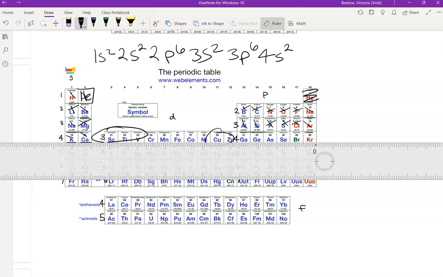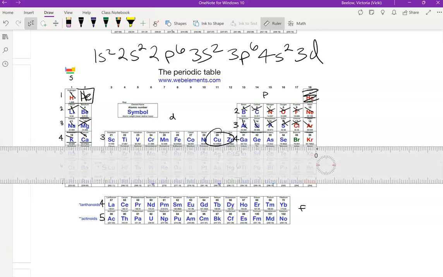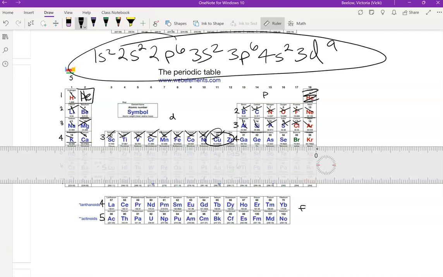And now, yes, you are going to go here next. And I know it's 3 and you're like, well, why are we going down? The elements that are here in the middle don't always follow the same rules as everything else. So now we have 3d, and we're going to count until we get to copper. 1, 2, 3, 4, 5, 6, 7, 8, 9. So this would end in 3d9, and this would be the electron configuration for copper.